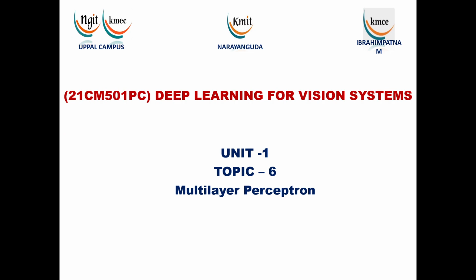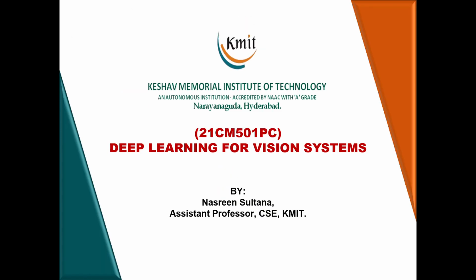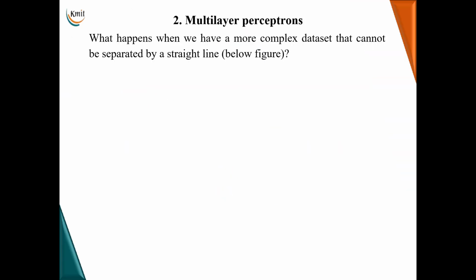Now, what if the data set is complex? A straight line will not be sufficient to divide the dataset when it is complex. So in such cases, we make use of multi-layer perceptron model where neural networks show their full potential. So what happens when we have complex dataset is we make use of multi-layer perceptron model, also called as MLP model. Now, why do you call it as multi-layer perceptron?